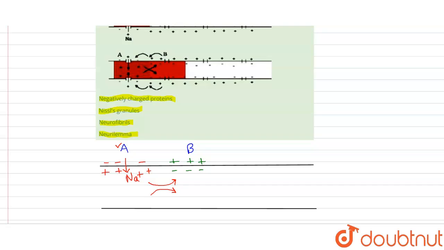So as you can see, the cause of this was difference in charges. So the answer is negatively charged proteins. Due to negatively charged proteins, the current flows from A to B.